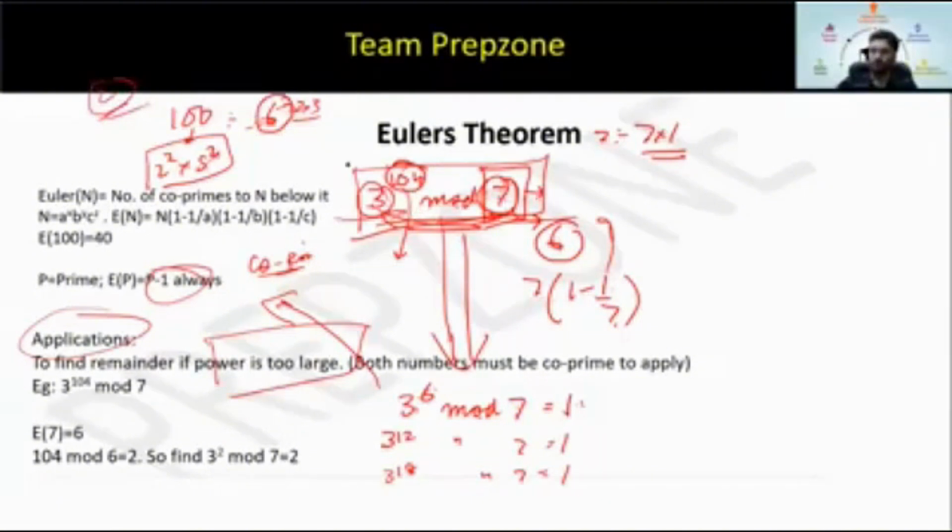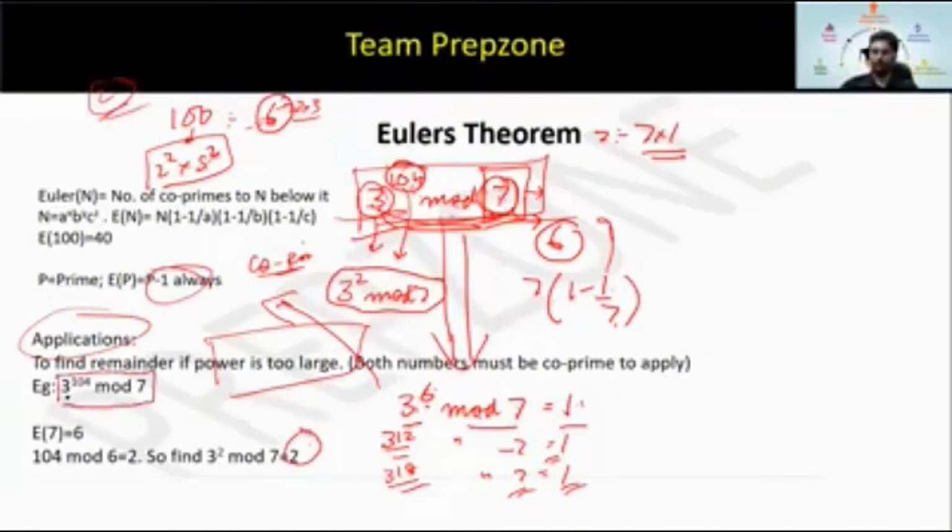Everyone? That then what? Because 3 to the power 6 mod 7 will be 1. 3 to the power 12 mod 7 will be 1. 3 to the power 18 mod 7 will be 1. Right? Then 3 to the power 102 mod 7 will also be 1. I'm getting nearest to this 104. What is remaining? 3 square is remaining. 3 square mod 7 is my answer. What is 3 square mod 7? 2. My answer is 2. 2 is the remainder when 3 to the power 104 is divided by 7.